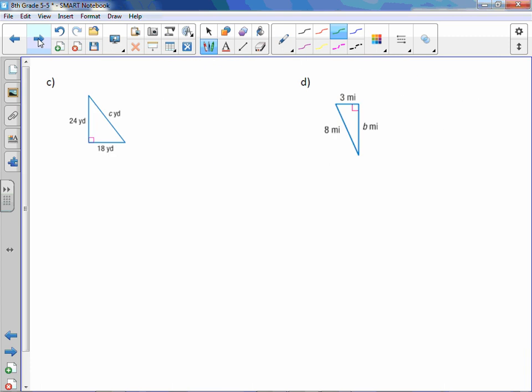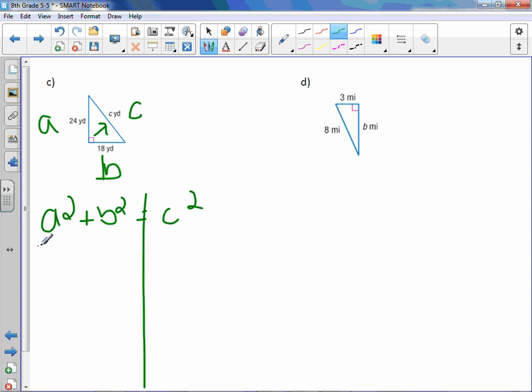Letter C. The hypotenuse is across from the right angle, and the legs, doesn't matter which is which, are A and B. A squared plus b squared equals c squared. We have 24 squared plus 18 squared equals c squared. 24 squared is 576, and 18 squared is 324.